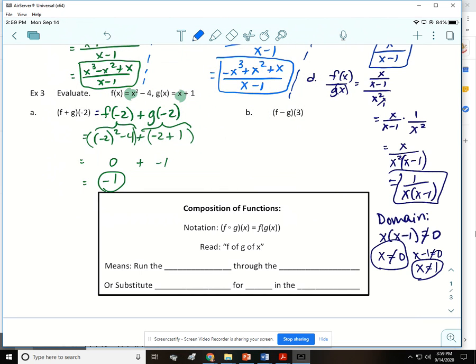All right, then for b, same idea. We're going to take f of 3 and subtract g of 3 from it. All right, so f of 3, I put 3 in for x in f, minus g of 3, put 3 in for x in g. All right, so that's going to be 9 minus 4, which is 5. 3 plus 1 is 4, so when you combine those, you should just get 1.